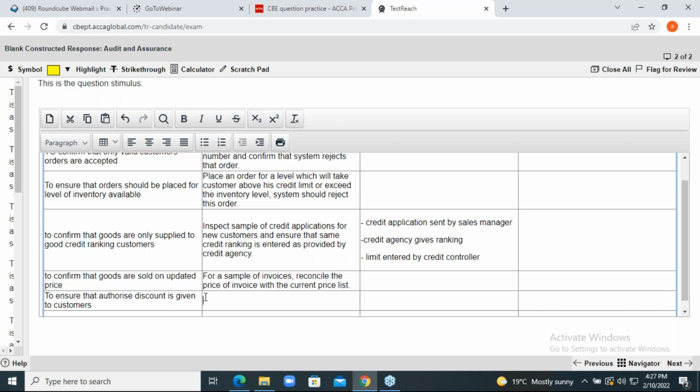Now how can we confirm this objective, that only authorized discount is given? If customer A is authorized for 10% discount, only 10% discount should be given to him for the whole year. If customer S is authorized for 20% discount, he should not be given more than 20% discount for the whole year. So on a sample basis, we must see some of the invoices of the large customers, see what level of discount is provided to them, and tally it with the master file.